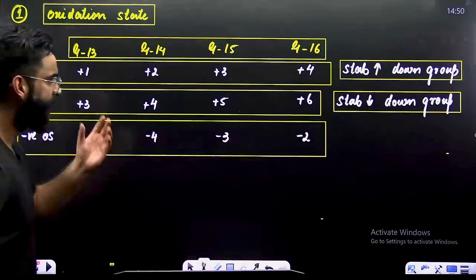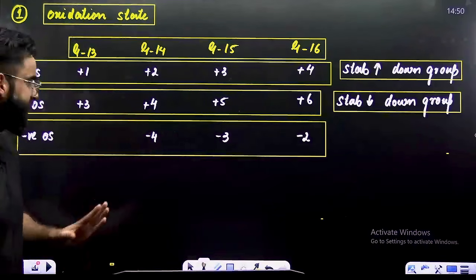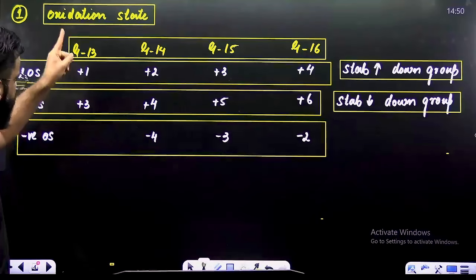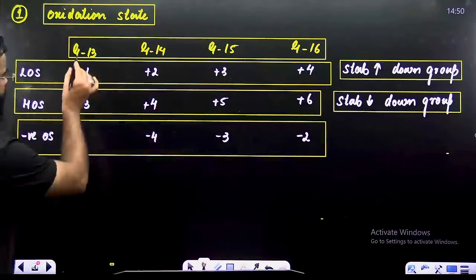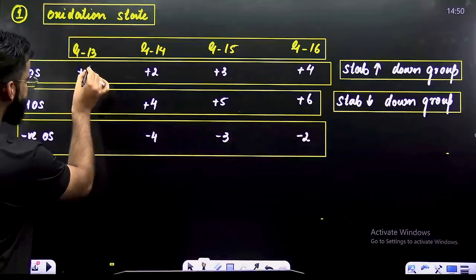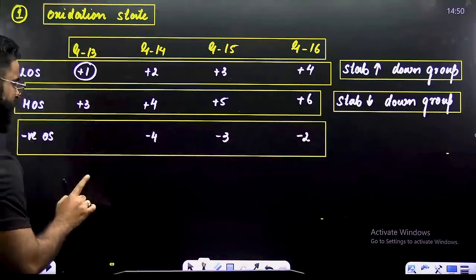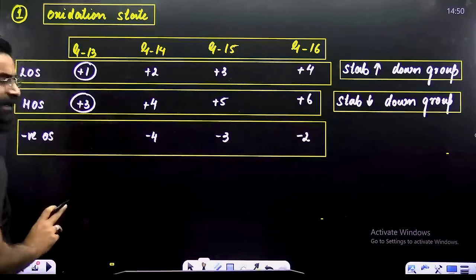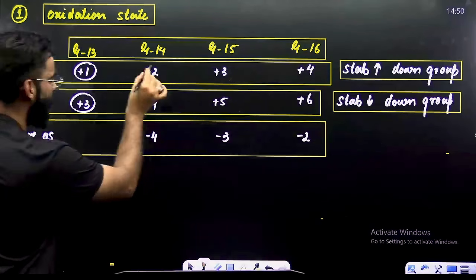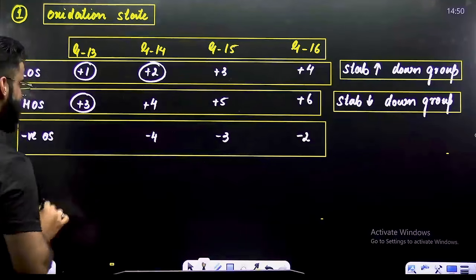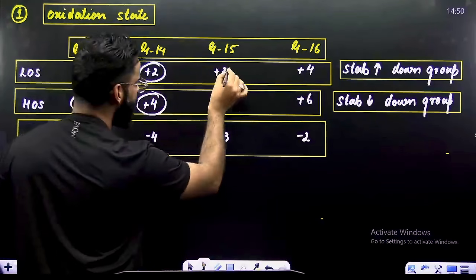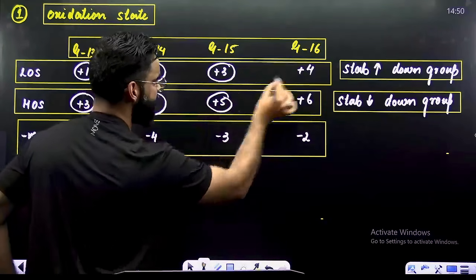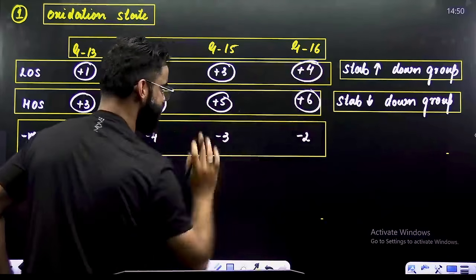Talking about the next one. Talking about the trends in oxidation state. My dear students, group 13, group 14, group 15, group 16. What you have to remember? When I talk about the group 13 element, the lowest oxidation state shown by group 13 is +1. The highest oxidation state shown by group 13 is +3. Similarly, lowest oxidation state shown by group 14 is +2. Highest oxidation state shown by group 14 is +4. Similarly, group 15, lowest +3, highest +5. Group 16, lowest +4, highest +6, right?